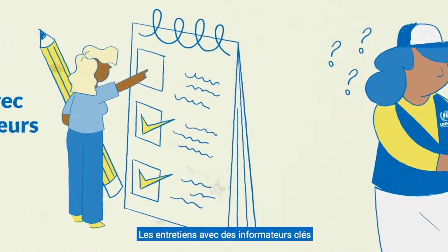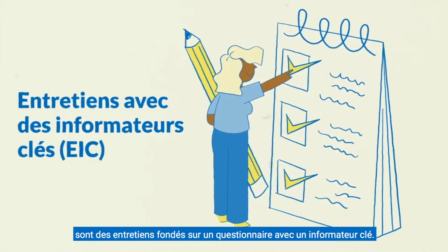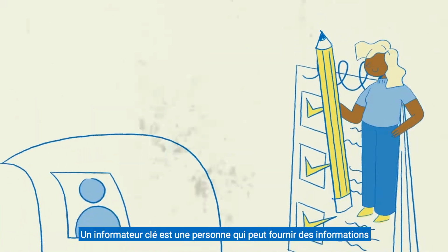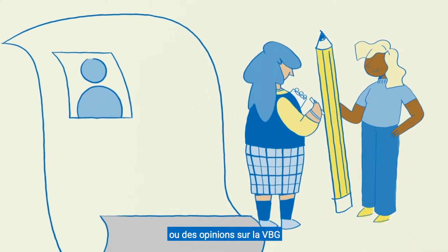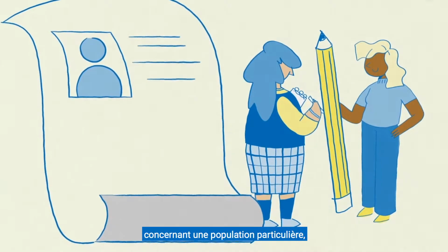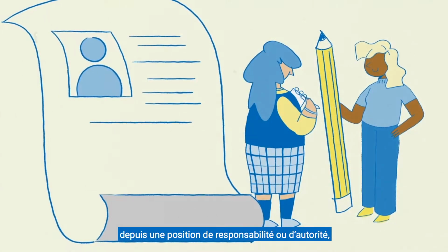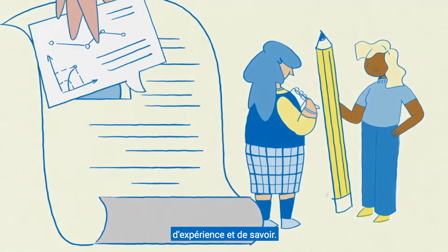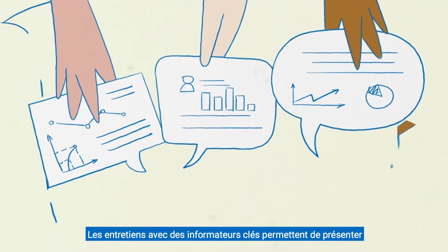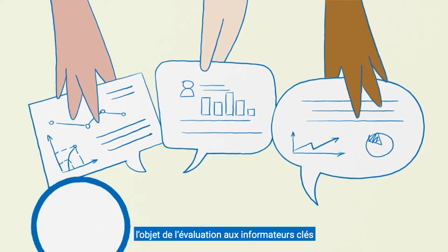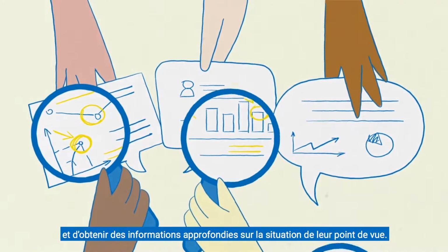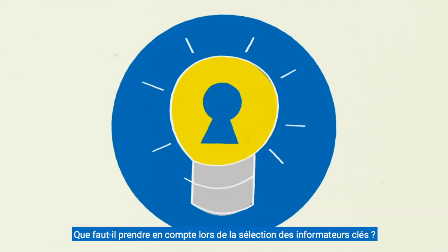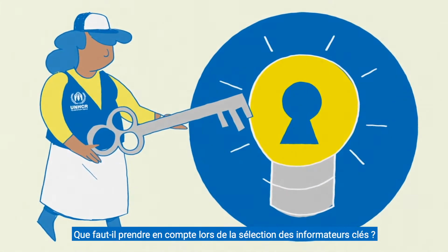Key informant interviews, or KII, is a questionnaire-based interview with a key informant. A key informant is a person who can provide information or opinions on GBV regarding a particular population based on a position of responsibility or authority, experience, and knowledge. KII provides an opportunity to introduce the object of the assessment to key informants and gain in-depth information about the situation from their perspective. What should we consider when selecting key informants?